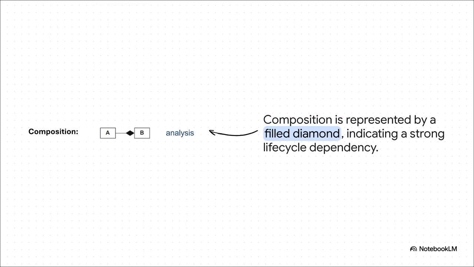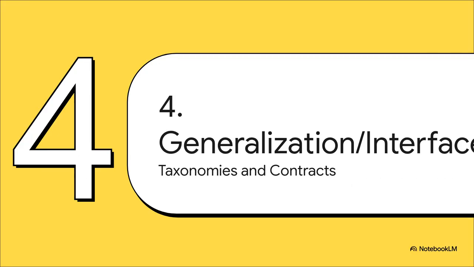If A is the whole and B is the part, then B simply cannot exist without A. Think about a building and a room. If you demolish the building, the room is gone too. It's an integral, inseparable part of the whole. All right, so we've covered ownership.